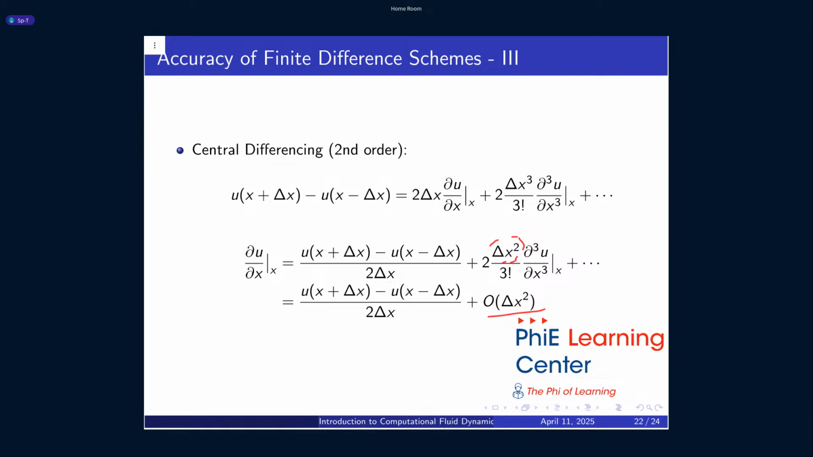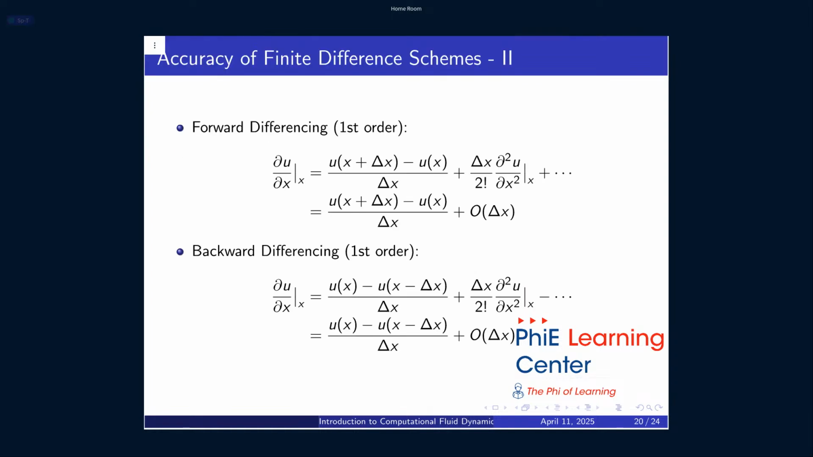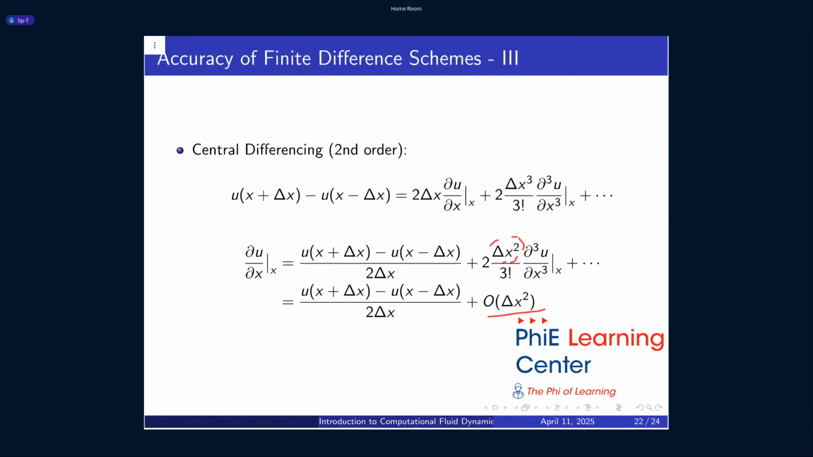Whereas if you look at the forward and backward differencing, forward and backward both have a delta x. So which means the central differencing scheme is actually much more stable than the forward or the backward differencing scheme. So this is the funda for today's session.